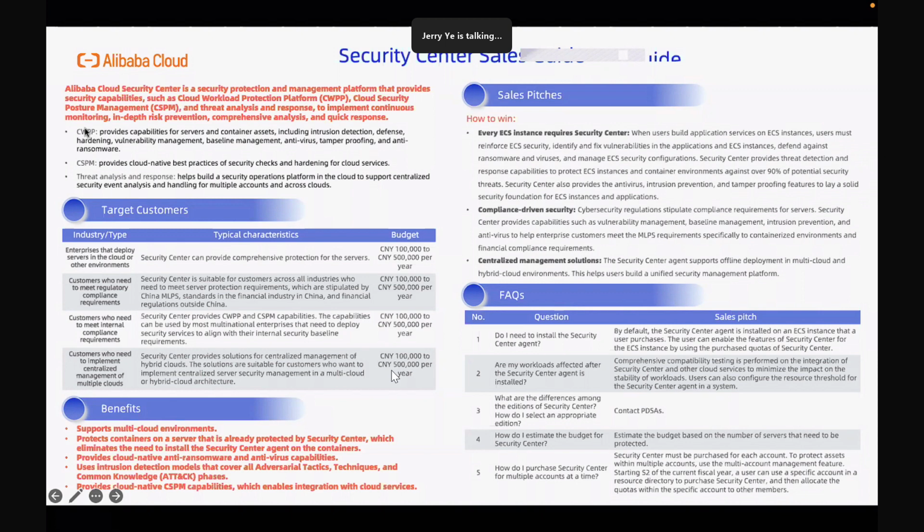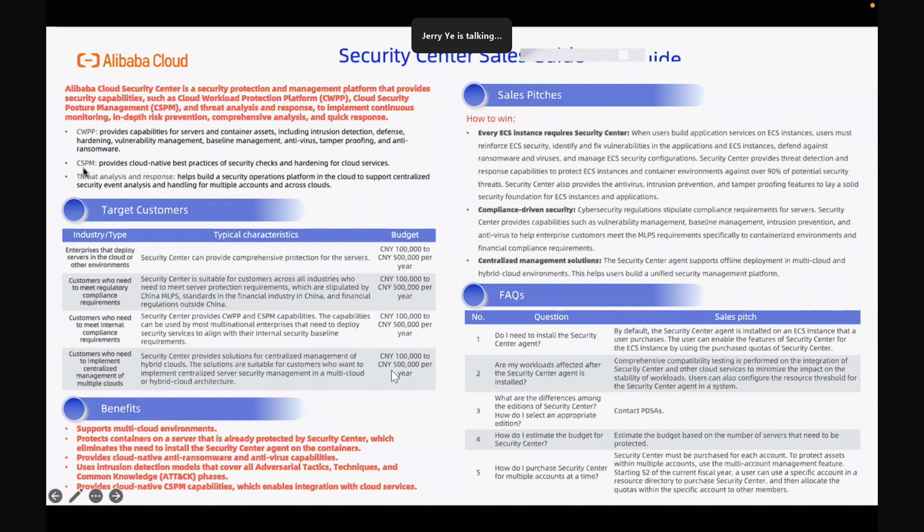So when we refer to the CWPP, the endpoint securities, we may think about the antivirus, anti-malware, anti-ransomware, right? And baseline management, vulnerability patching. Okay, this one is in the endpoint security. So what about the container securities? That is the image scan and proactive defense rules for the Kubernetes clusters.